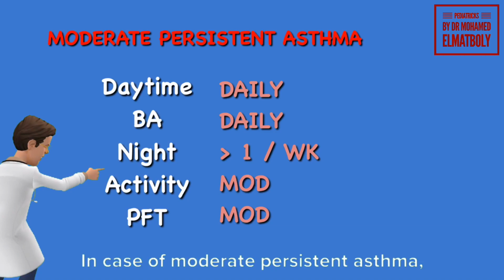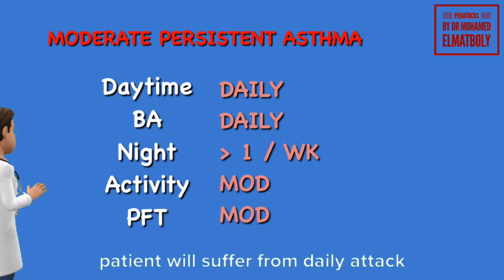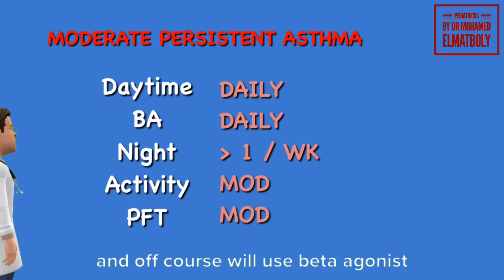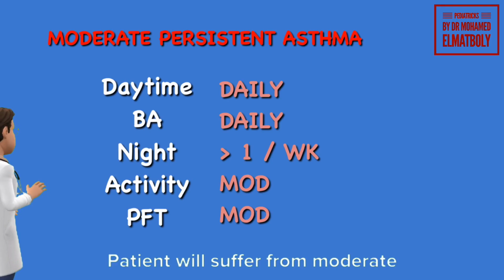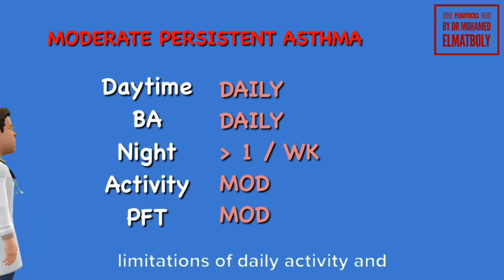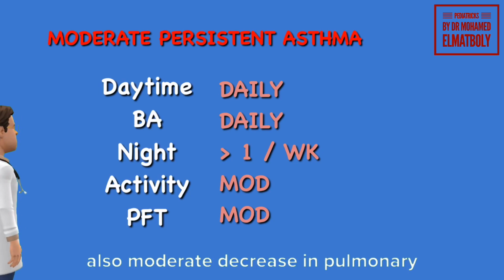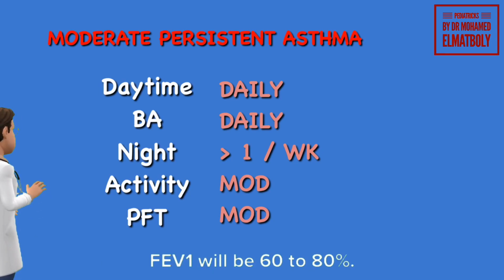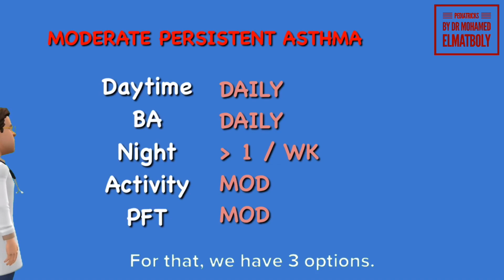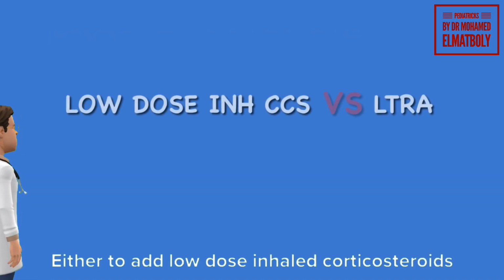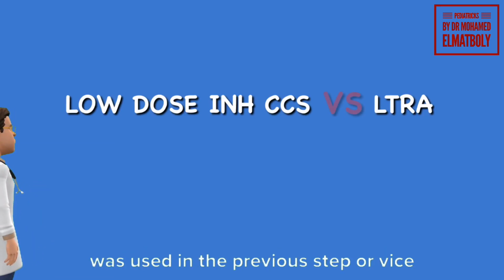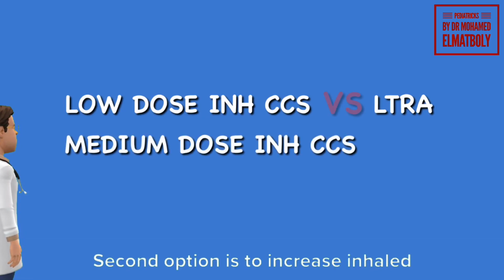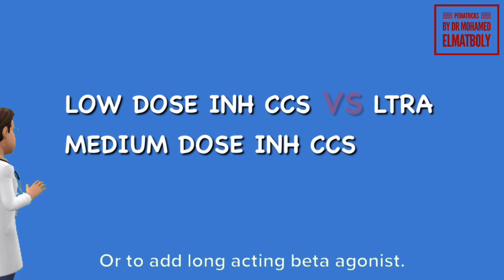In case of moderate persistent asthma, the patient will suffer from daily attacks and of course will use beta agonist daily. He will be awakened from sleep more than once a week. The patient will suffer from moderate limitation of daily activity and also a moderate decrease in pulmonary function tests. FEV1 will be 60 to 80%. For that, we have 3 options. Either add low-dose inhaled corticosteroids if leukotriene receptor antagonists were used in the previous step, or vice versa. The second option is to increase inhaled corticosteroids to medium dose. Or add a long-acting beta agonist.